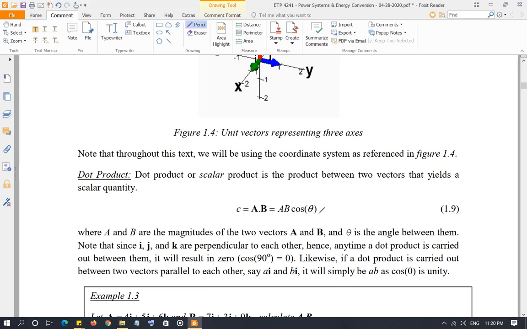If both the vectors are perpendicular to each other, then the angle between them is going to be 90 degrees, and cosine will be 0. So when two vectors are perpendicular to each other, the dot product between them is 0. You don't really have to calculate the dot product if the two vectors are perpendicular to each other.